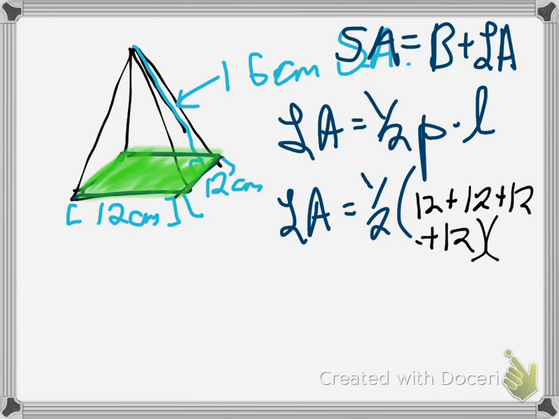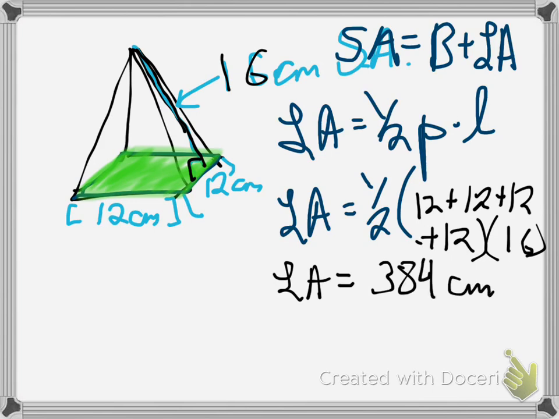Sorry, not our lateral area, I keep saying that. Our slant height, which is 16. So times 16. So we have 0.5 times 12 times 4 is 48 times 16. So our lateral area equals 384 centimeters squared.